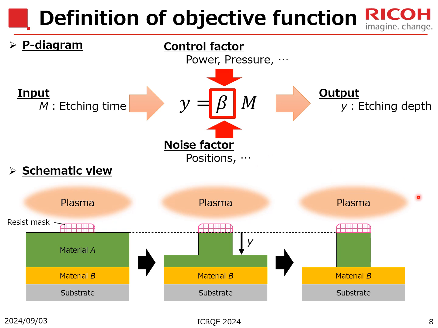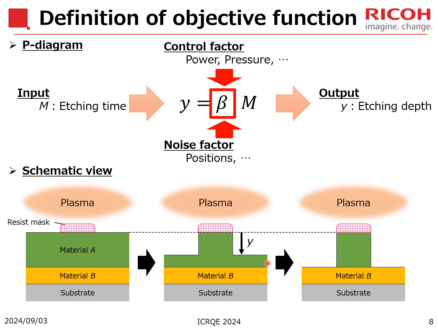So please see a lower figure. So this is a schematic view of etching process. The workpiece consists of 3 layers, so substrate, material B, and material A. In this process, we fabricate the device pattern on the material A. So during etching process, material A is removed by plasma. So etching depth output of this system Y is here.